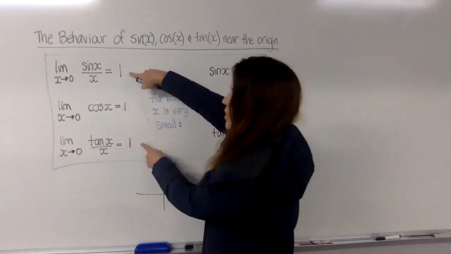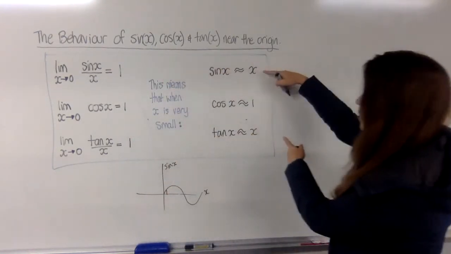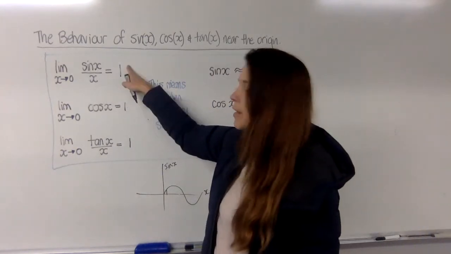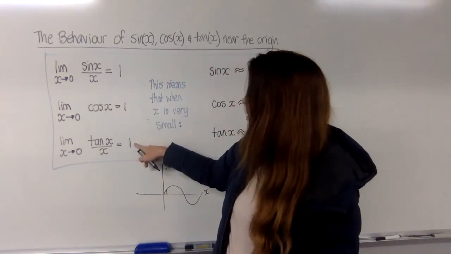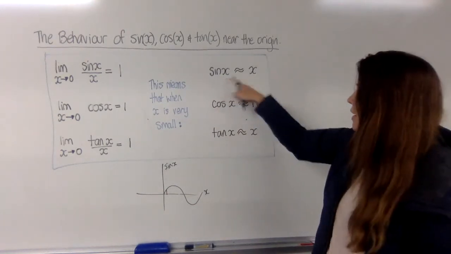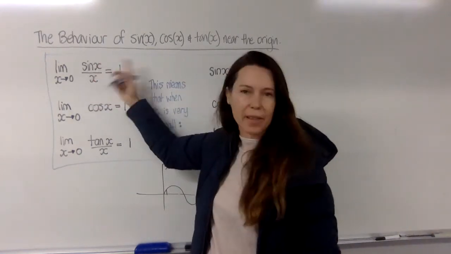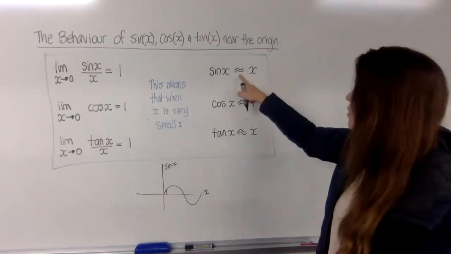So looking at just these two first, because we've worked that out using the gradients there, we can consider what that means. Just multiplying both sides of the equation by x, we can see that as x approaches 0, sine x and x are going to be very close to the same thing, because when you divide one by the other, you get 1.